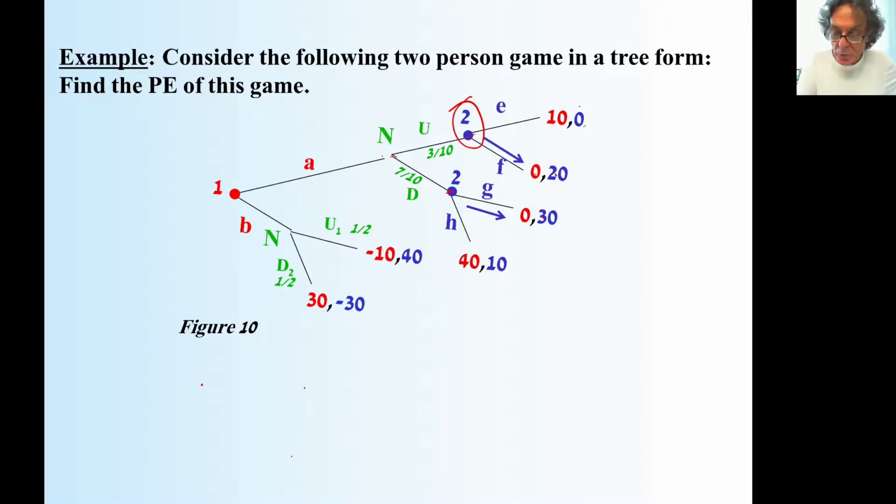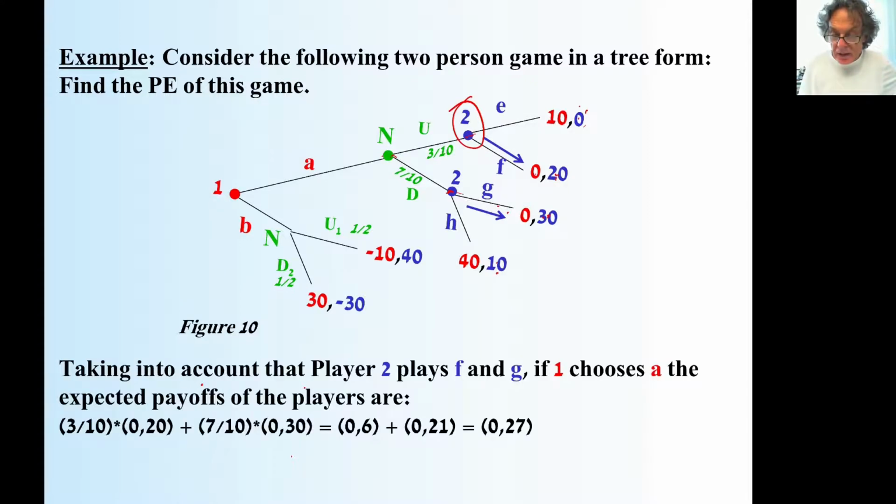Okay, so she went to F because 20 is more than 10. She goes to G because 30 is more than 10. Sorry, she goes to F because 20 is more than 0. She goes to G because 30 is more than 10. So here are the arrows.